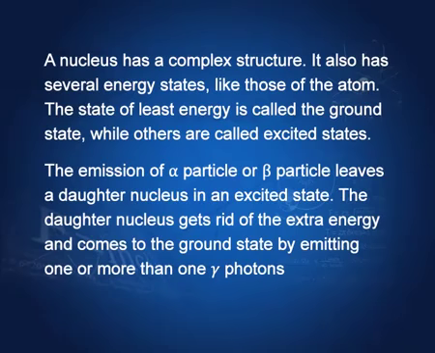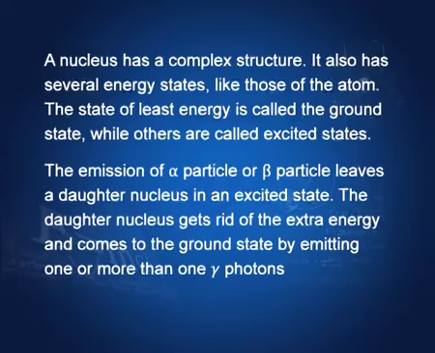A nucleus has a complex structure. It has several energy states like an atom: ground state, first excited state, second excited state and so on. In the nucleus also we have such a structure. So, a nucleus has a complex structure. It also has several energy states like those of the atom. The state of the least energy is called the ground state, just like in the atom, where the ground state has the least energy.